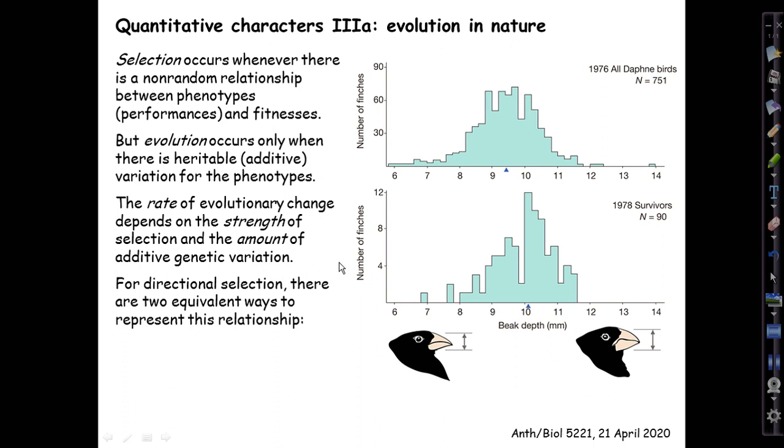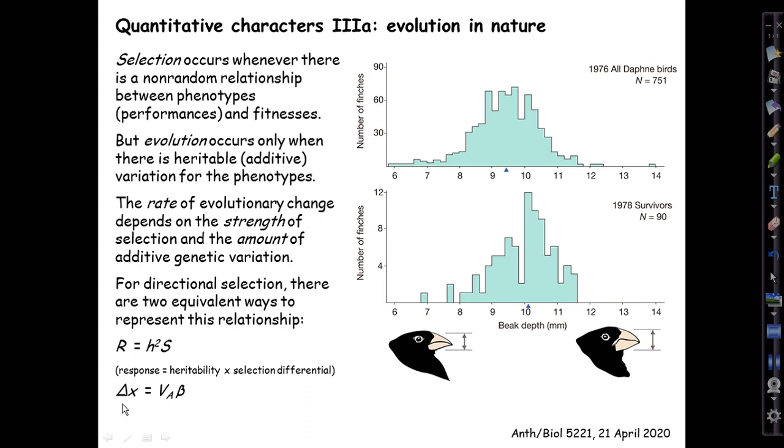For directional selection, which is what we'll consider for now, there are two completely equivalent ways to represent this relationship, and this is really the big point of this part of the lecture, to establish the equivalence between these two ways of writing a prediction of the amount of evolutionary change that will result from selection. The one you've met is the breeder's equation, R equals little h squared times S, which is to say the response to selection is the heritability times the selection differential.